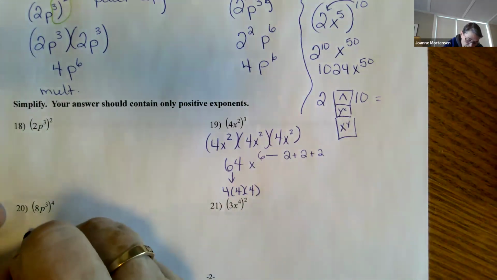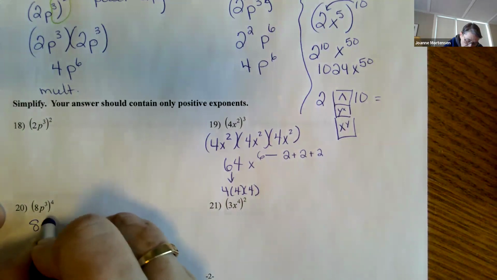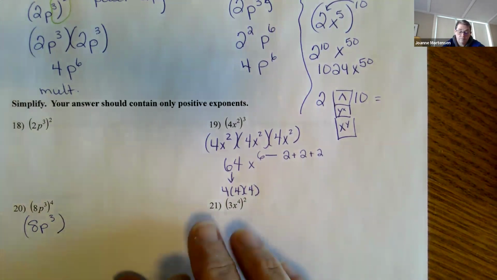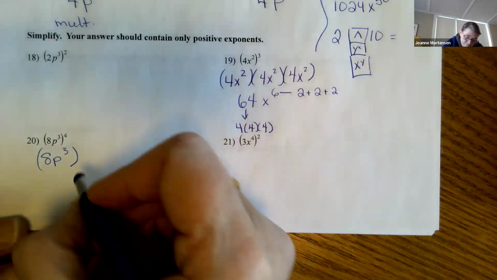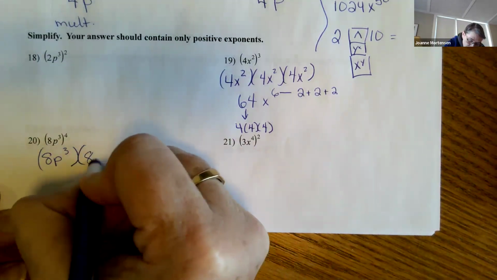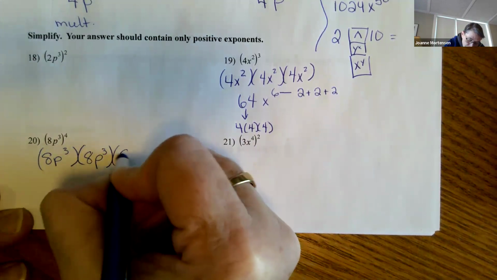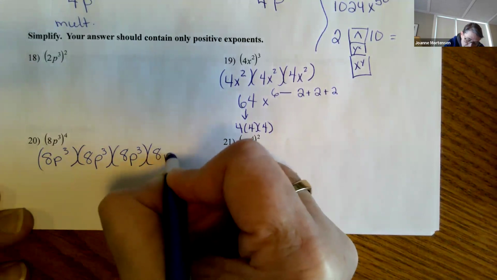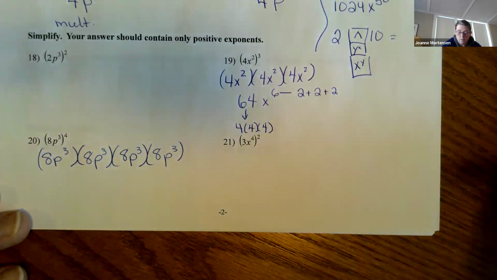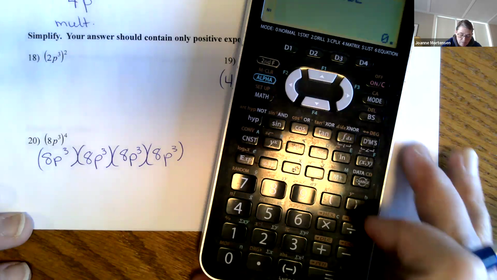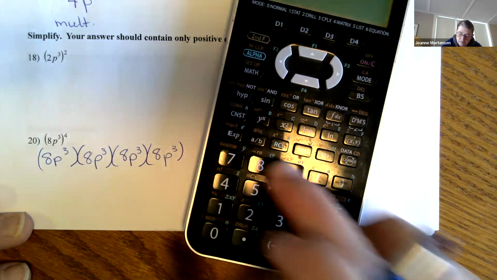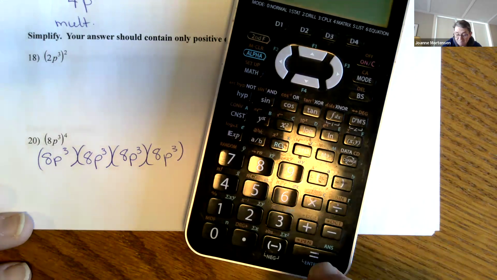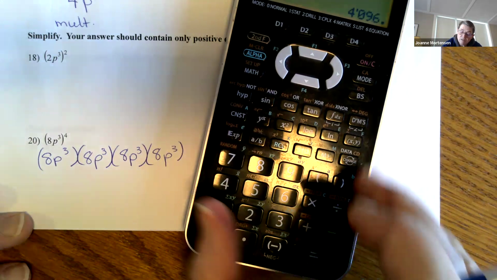All right, let's do it again. 8p3. How many times starting to write it out? Yep, 4. 8 times 8 is 64, times 8 is 4 times 8. I don't know. 256 maybe? Times 8. Got nothing. 4096.